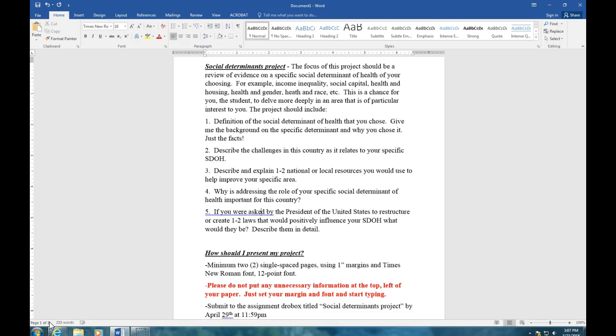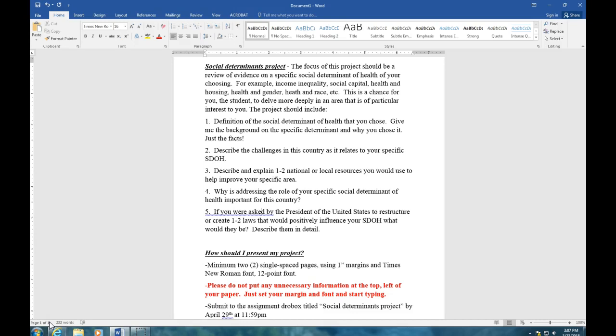Secondly, I want you to do a little bit of research about the different challenges in this country as it relates to your specific social determinant of health. Are there specific groups in this country that have specific challenges when it comes to health and housing? If there are specific populations, what are the challenges those groups are facing as it relates to your social determinant?